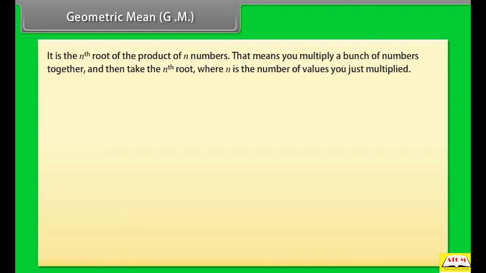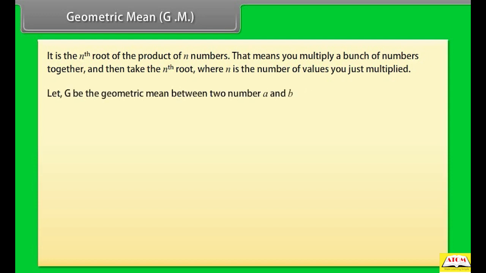Geometric mean, GM. It is the nth root of the product of n numbers. That means you multiply a bunch of numbers together and then take the nth root, where n is the number of values you just multiplied.